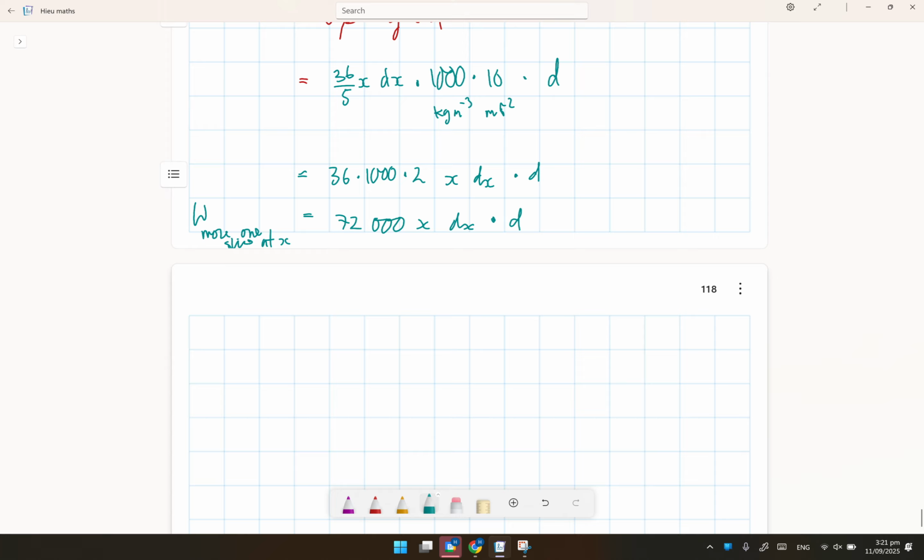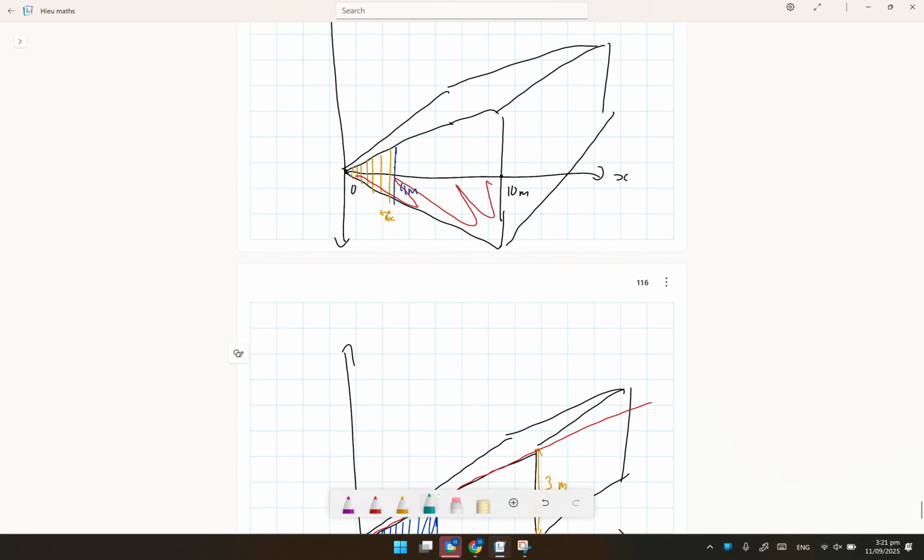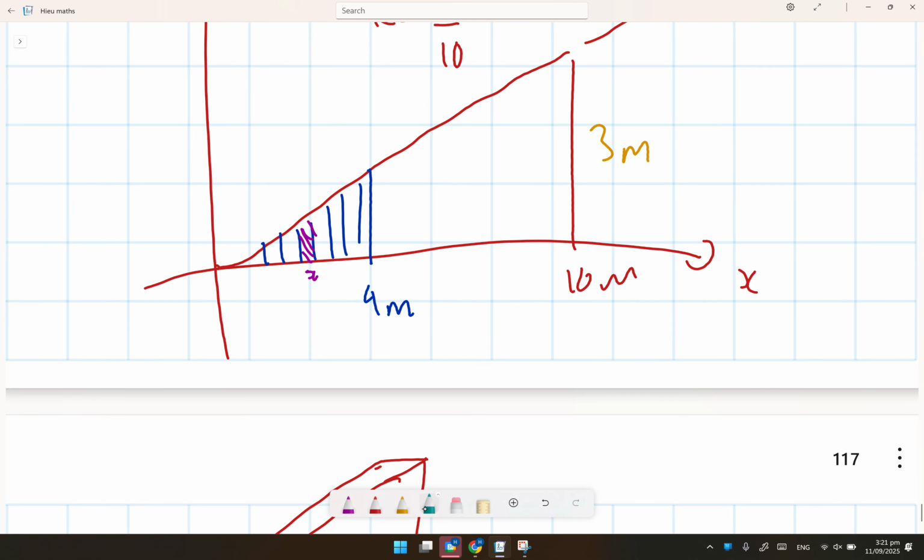So what's the distance from this slice to 10 meters? Well, if we think about it, here, x equals 10 meters, right? That is exactly where we need to get, and this is the distance we need to travel. How do we find that distance? Well, let's think about this.